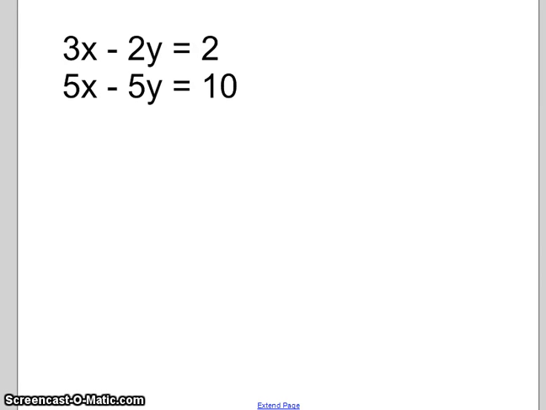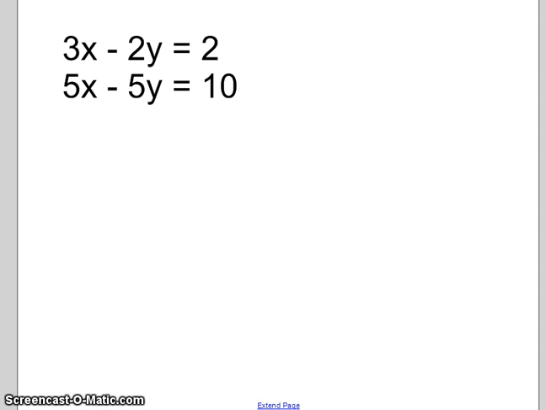Okay, part two to the elimination method notes. We're going to start to get into more advanced problems. Still, both equations are in standard form. If you want to use the elimination method and they're not in standard form, you're going to have to change it to standard form.